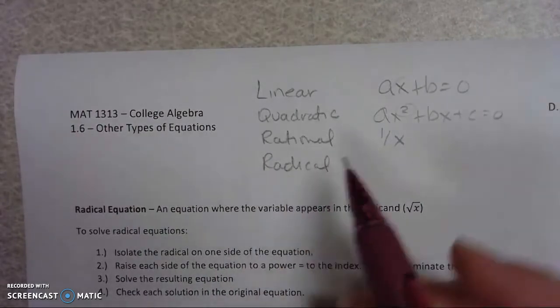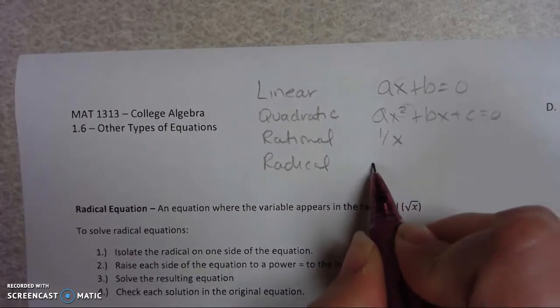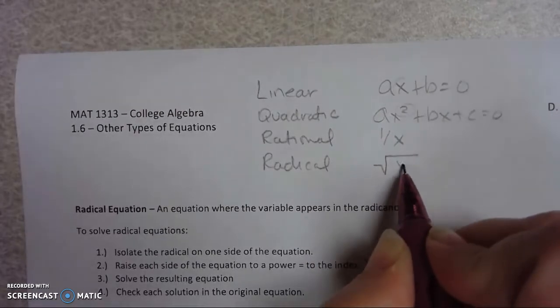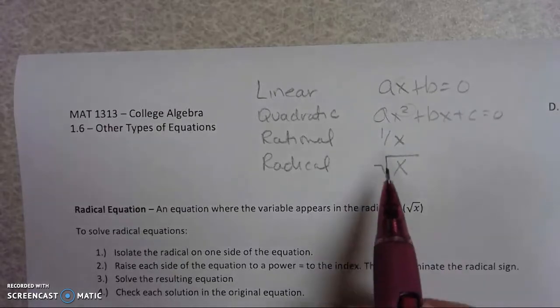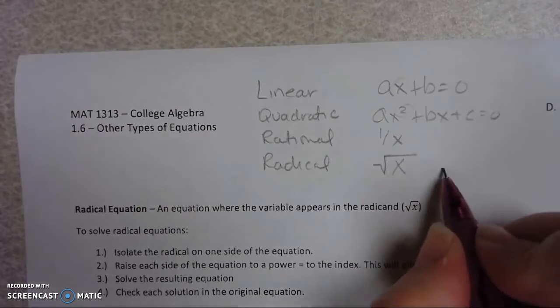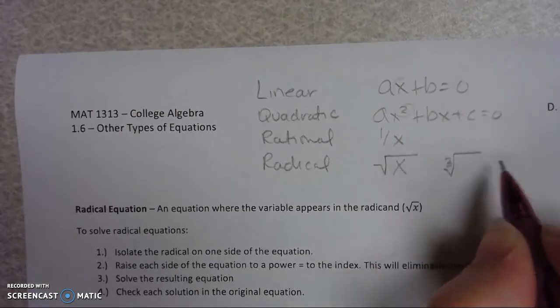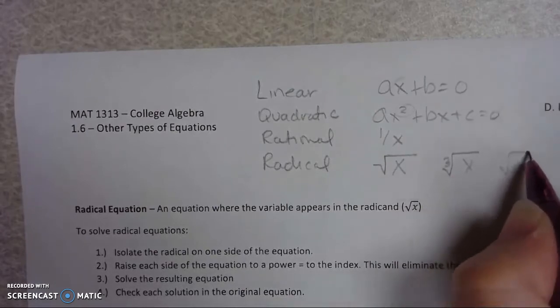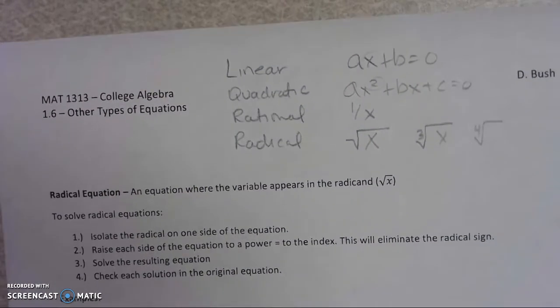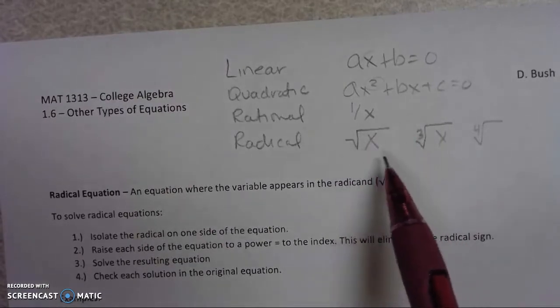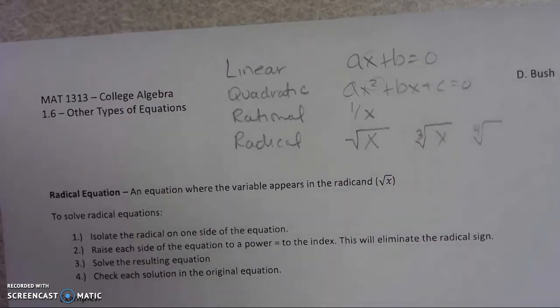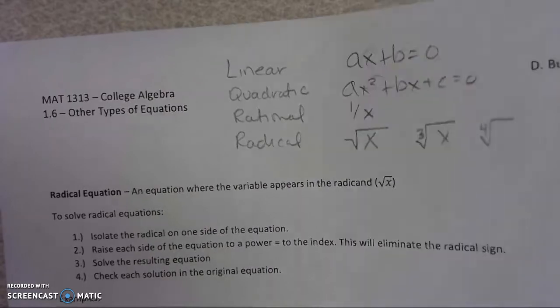Now, radical, the way that we know it's a radical equation is that my variable is under a radical sign. Now, a radical sign can be a square root, it can be a cube root, it can be a fourth root, things such as this. And what we have to do is get the variable out from under that radical sign. And once we do that, we may have a linear, we may have quadratic, and we'll solve from there.